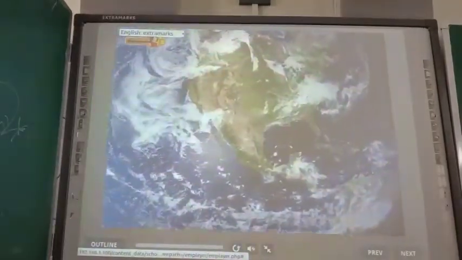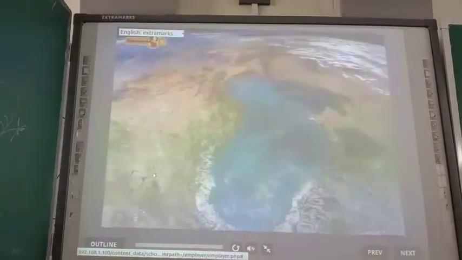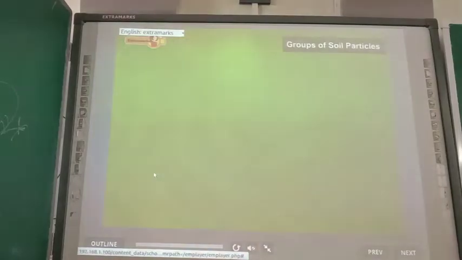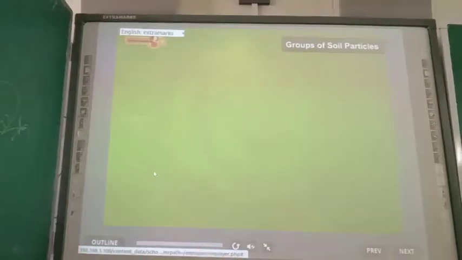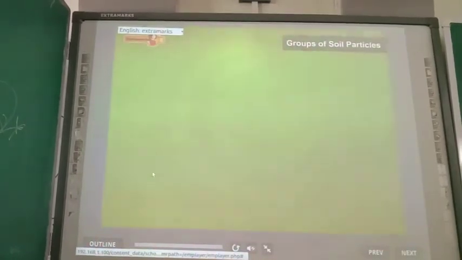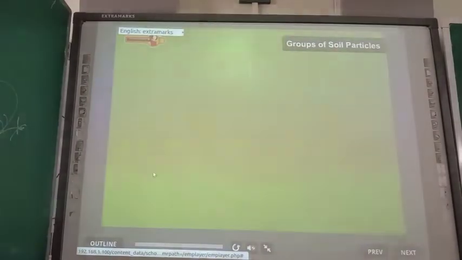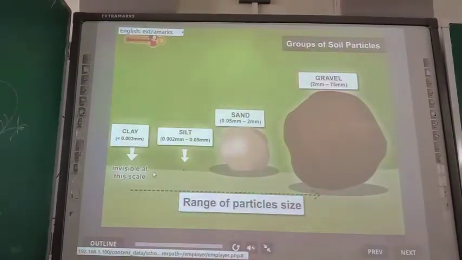Soil is the uppermost thin layer of Earth's crust, which is made up of soil particles and humus. Soil particles are of various sizes. On the basis of their size, they are divided into 4 groups: clay, silt, sand, and gravel. Let us start with the tiniest particle, clay, which is the smallest in size. Its particles are so small that generally they are not visible under an ordinary microscope.